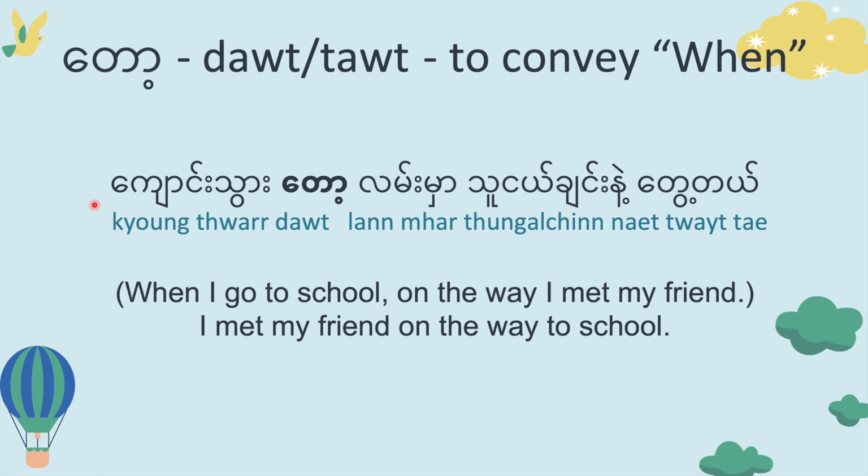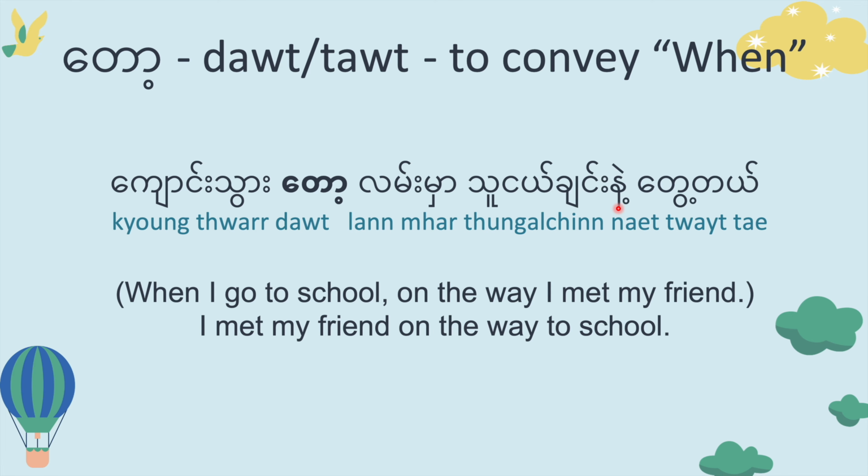Let's see more examples. Jiang tua do lan ma ta nge jin ne tui de. Jiang tua do. Jiang tua de, go to school. Jiang tua do, when I go to school. Lam ma, on the way. Lam means street or road, or here it means the way. Ma is a particle that indicates the place.